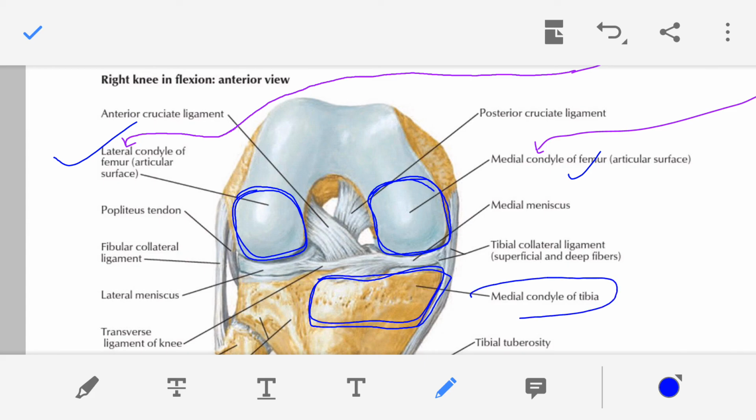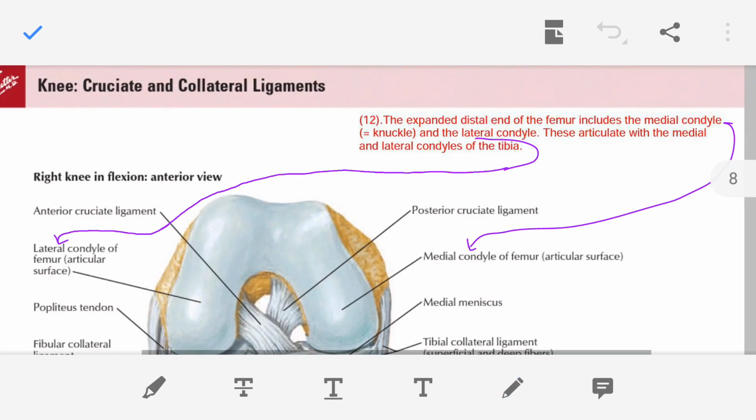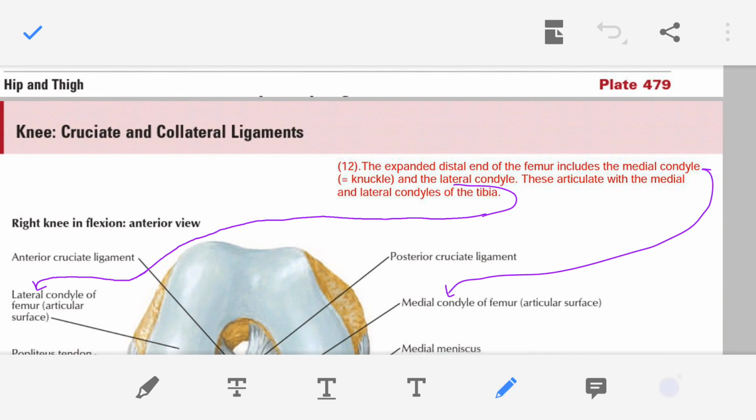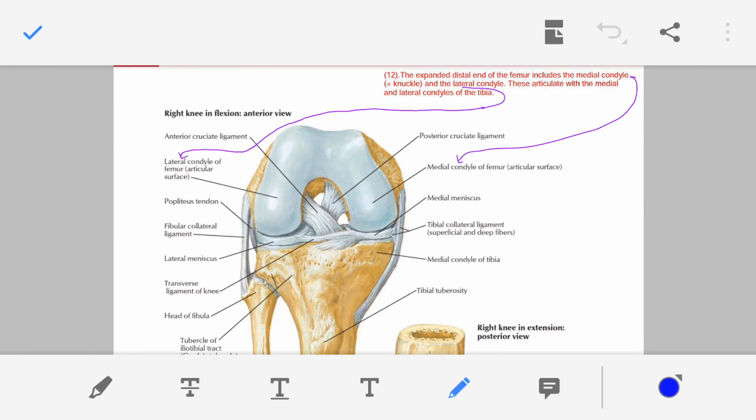This is the medial condyle of tibia. So this medial condyle of femur is articulating with the medial condyle of tibia, and this is the lateral condyle, and it is articulating with the lateral condyle of the tibia. So this is the lateral condyle of the tibia.